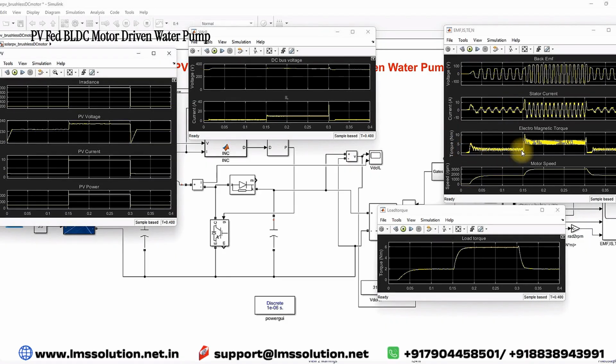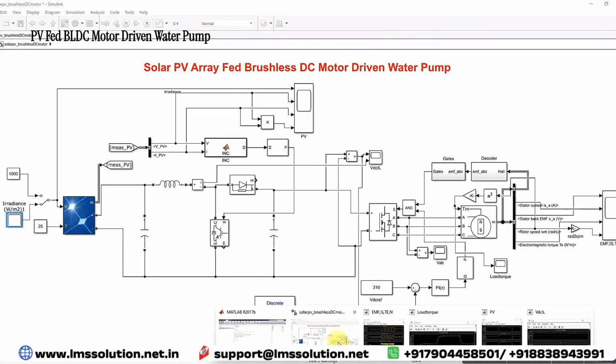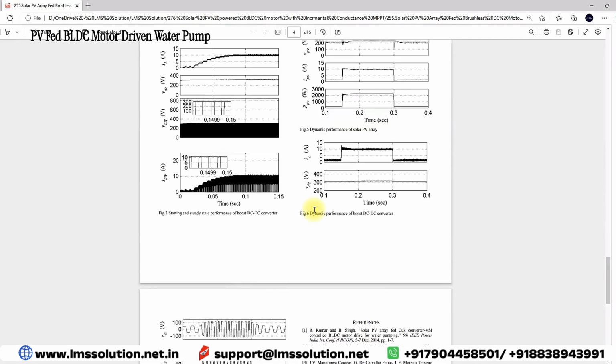So here also you can see the variation of electromagnetic torque according to the change in irradiation. Initially it is low, and for 1000 it comes to 6 Newton meter. This is the variation of speed of the BLDC motor for different irradiation conditions. For 200 it is around 1700 and then for 1000 it is around 3000. This is low torque. We can check the result of the paper also here. We will get the same kind of result only.